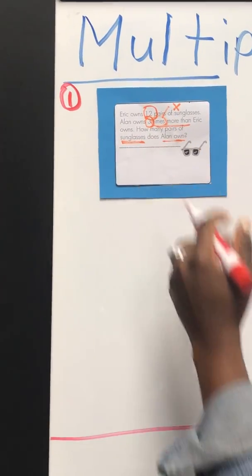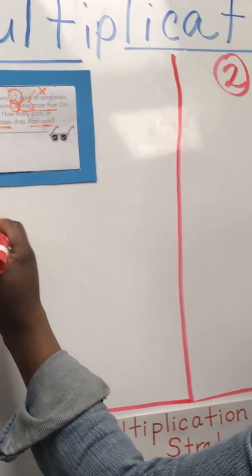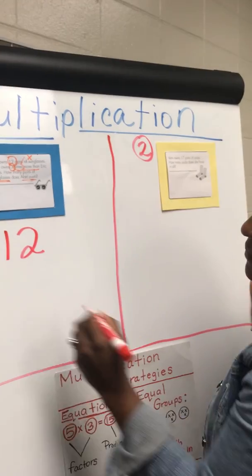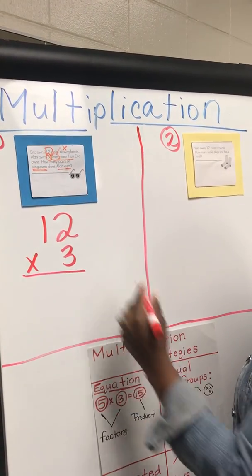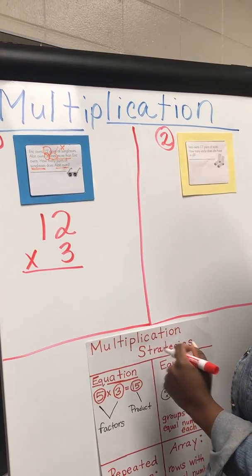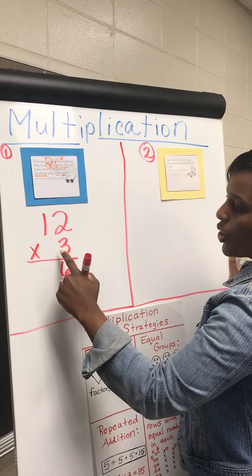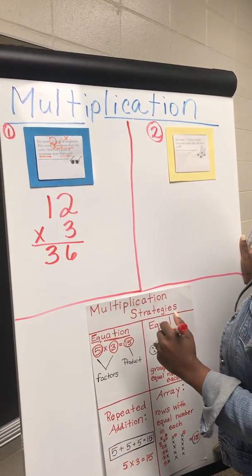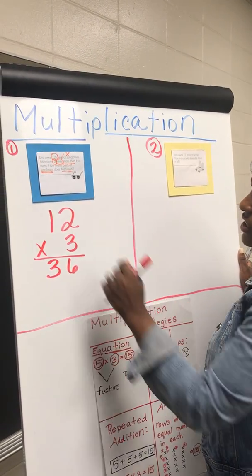So I'm going to use standard algorithm to solve this problem. I have 12, because the number with the most digits goes on top. 12 times 3. And this is how I would set it up to do standard algorithm. Okay, so then 3 times 2 gives me 6. 3 times 1 is 3. So I have 36.